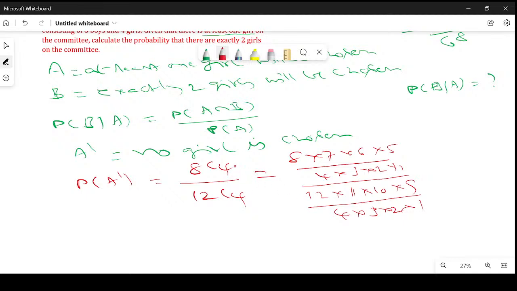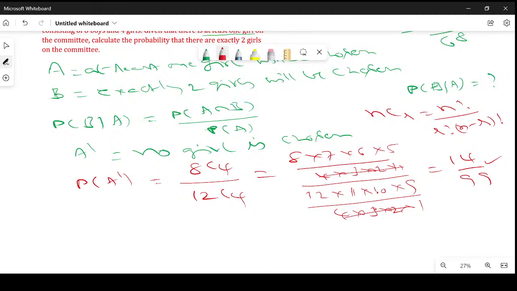These are 4 consecutive numbers. Otherwise you can apply the formula nCr equal to n factorial by r factorial into n minus r factorial. That also you can use, or you can do it like this. Now you can simplify everything. You will get 7, 6 and 2s cancelling, and you will get 14 by 99.